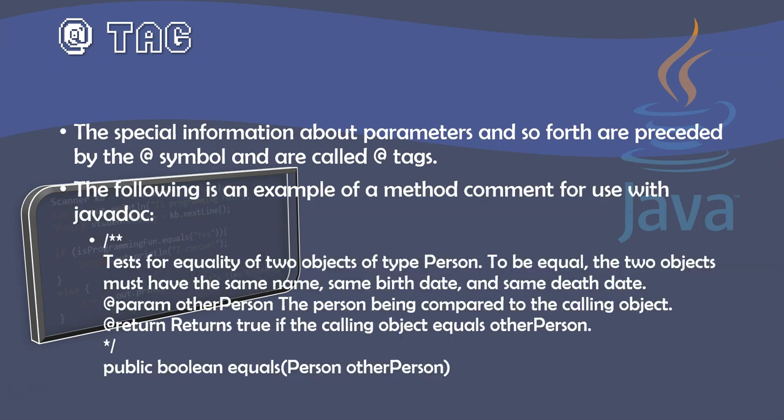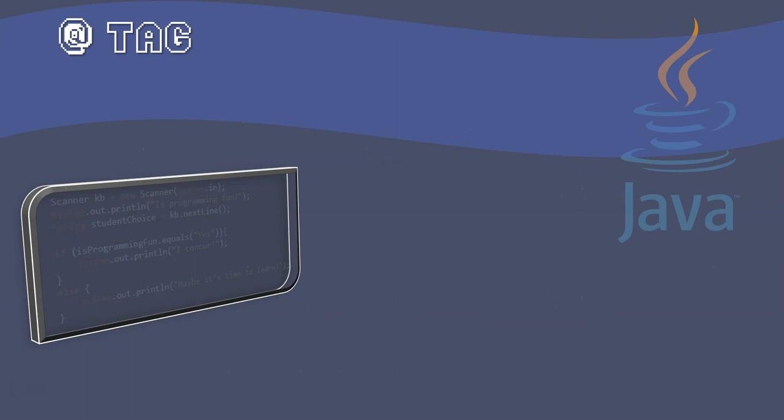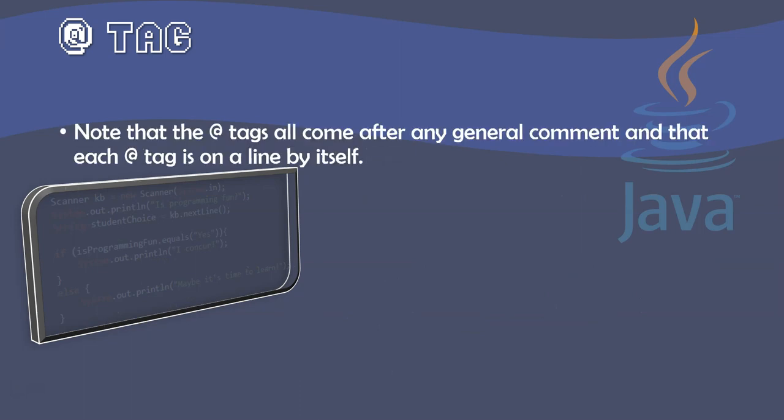The following is an example method comment for use with JavaDoc. So you notice we have the /**, Test for equality of two objects of type Person. To be equal, two objects must have the same name, same birth date, and same death date. @param otherPerson, the person being compared to the calling object. @return, returns true if the calling object equals otherPerson. public boolean equals(Person otherPerson).